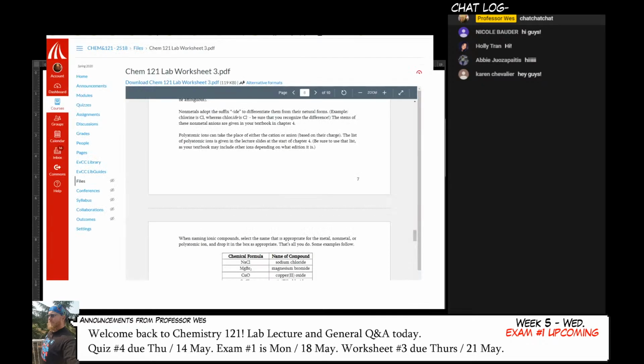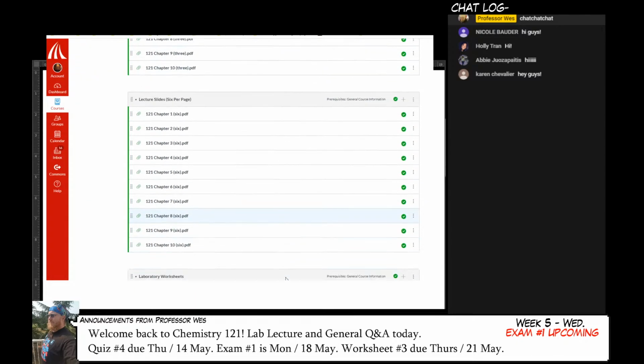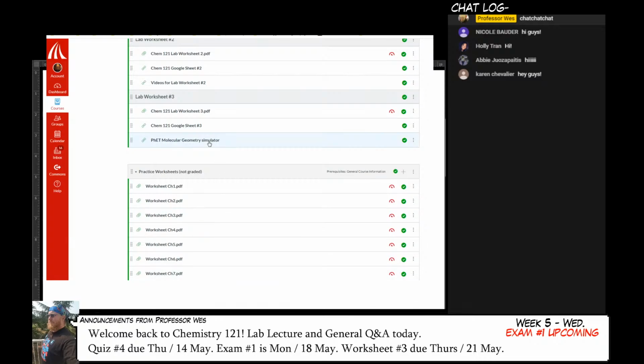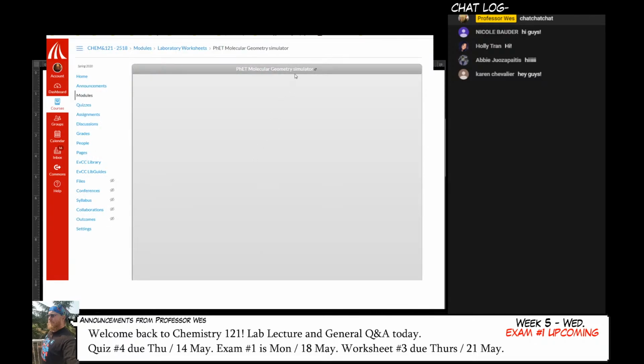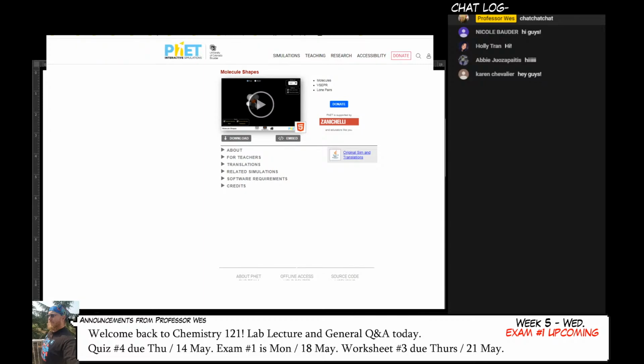So let me turn this back on. I want to show you that PhET simulator, because that is going to be good to play with in this section, because it provides a simulation. I'm going to open it in its own window here. It provides a simulation of these molecules, and you could spin them around. So if you go to this website right here, I'm going to paste it in the chat for you.